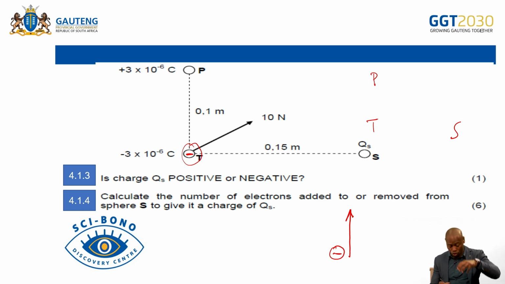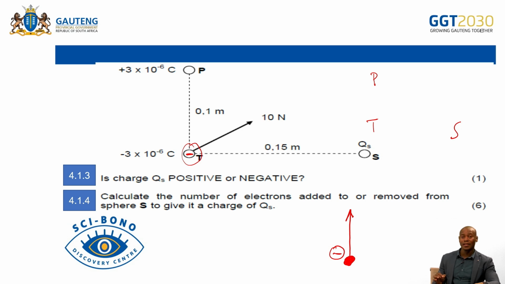So the dot here should represent what? It should represent T. Okay? So T will move towards P. There's a force of attraction. Now, check something. I'm giving the direction of the resultant or the net electrostatic force.